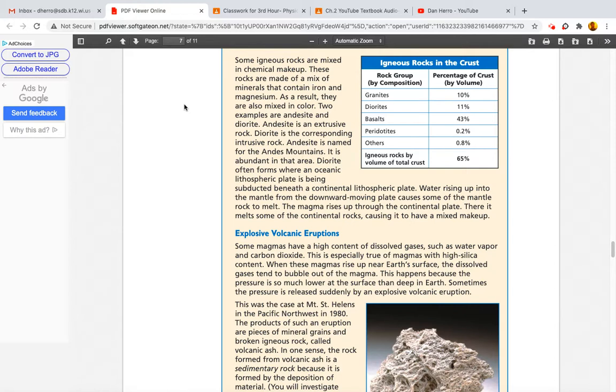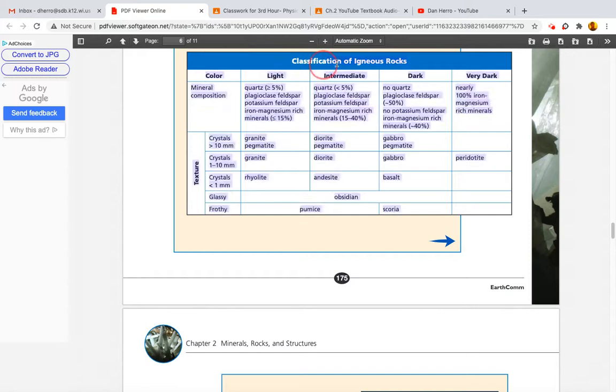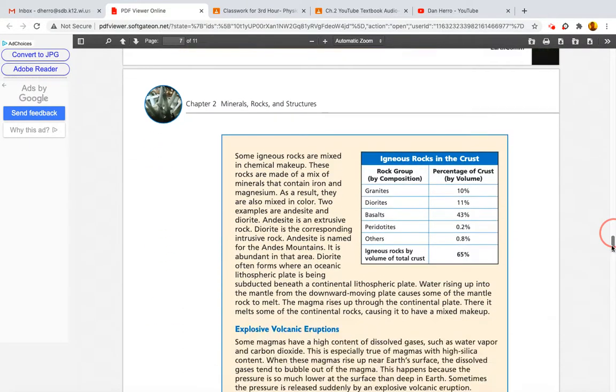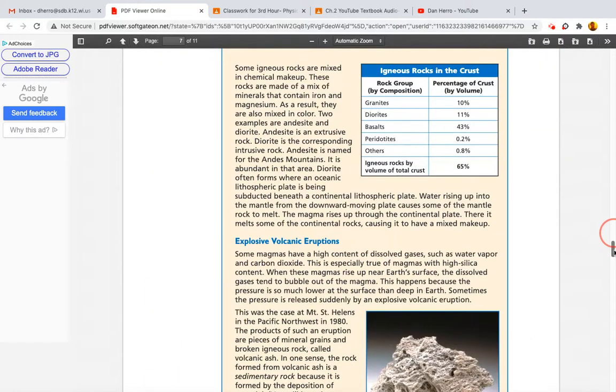So now we're talking, okay, so before we were talking about just classifying igneous rocks by color, by how light or dark they are, by their texture, some of which were rough, where you could actually feel the crystals and see the crystals, some of which were very smooth, where it was just all one glassy surface. Now, what's another way of classifying? Well, that was the classification. Now we're talking about igneous rocks in the crust.